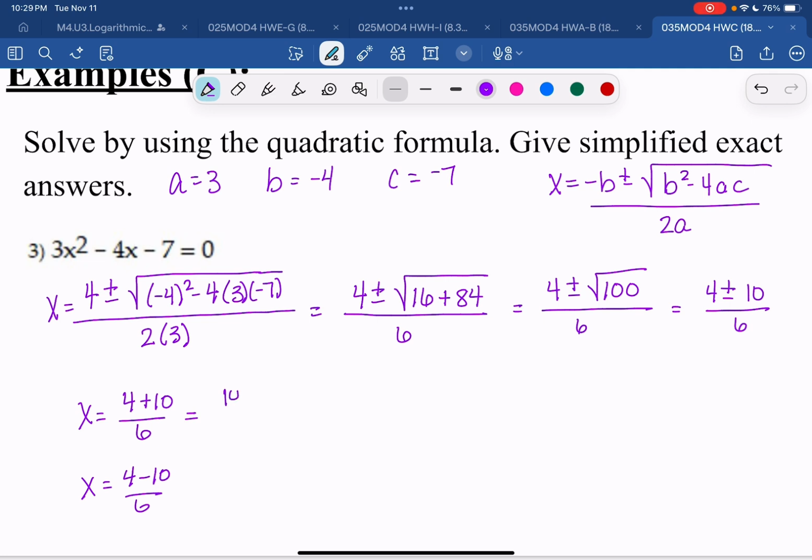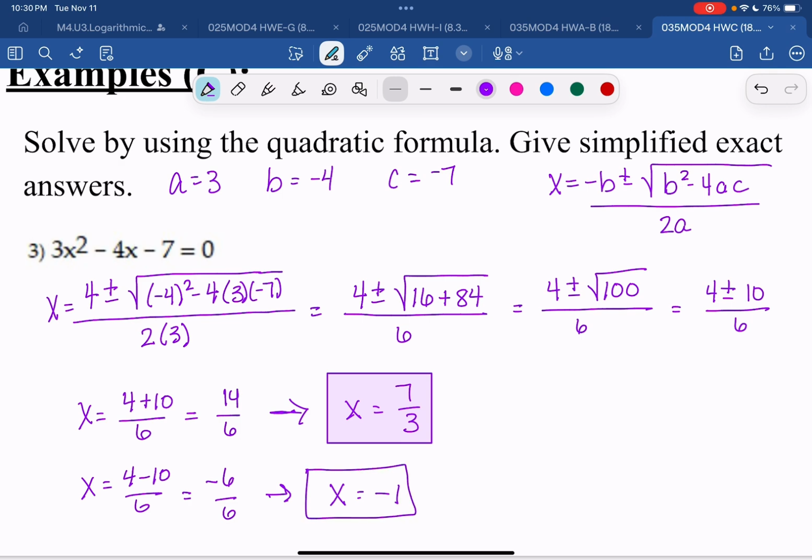So 14 over 6, which simplifies to 7 over 3. Here's one answer. Then 4 minus 10, so negative 6 over 6, which simplifies to negative 1. So those are my two answers.